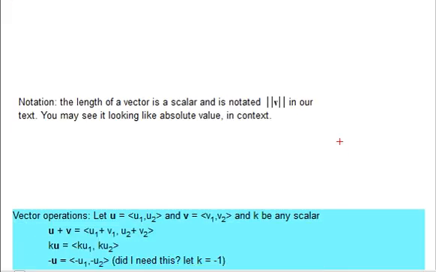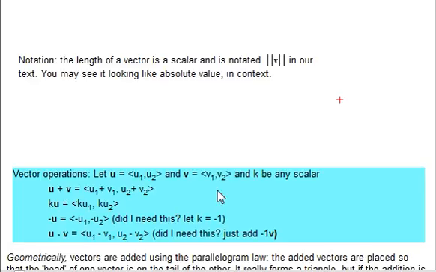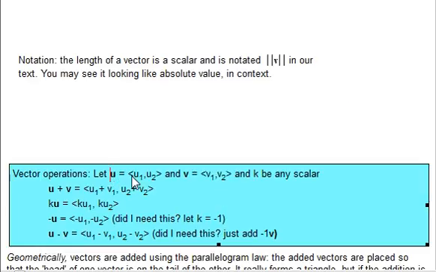So here's a set of vector operations. If u in component form is (u1, u2), and v in component form is (v1, v2), and k is any scalar, that is any number, then vector u plus v is (u1 plus v1, u2 plus v2). I guess you would have guessed that. Scalar k times vector u is (k u1, k u2). Negative u is just (negative u1, negative u2).